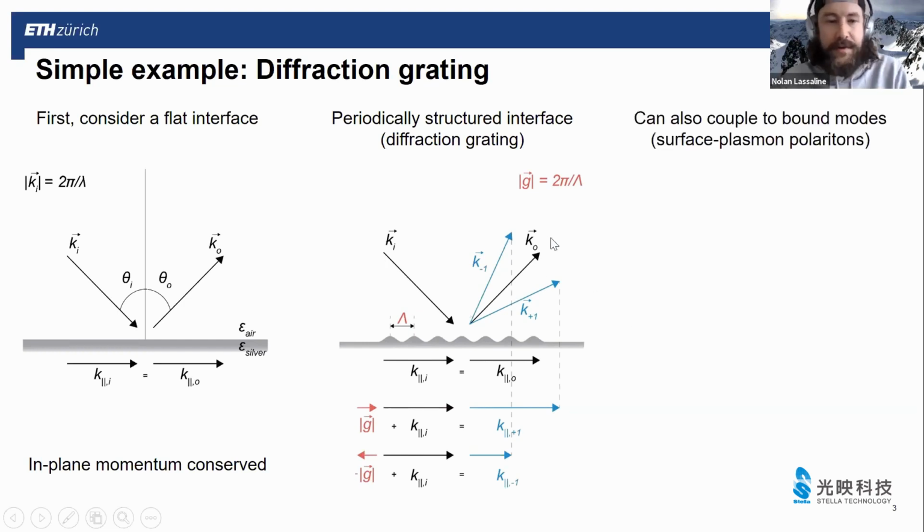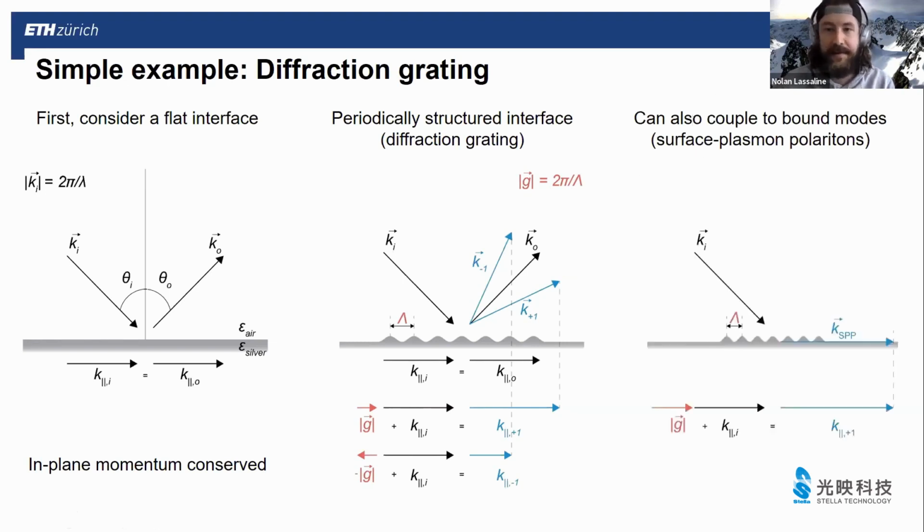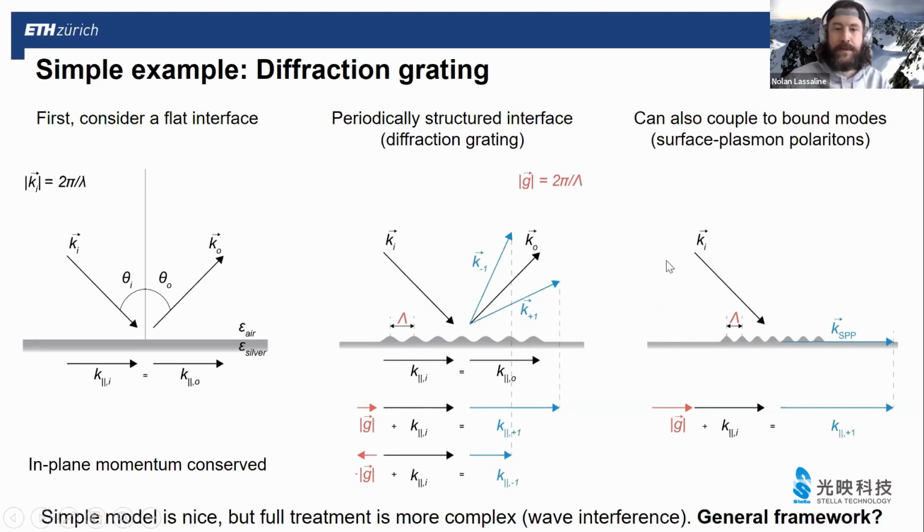But another thing diffraction gratings can do, which is especially important in modern times, is couple input light to bound electromagnetic modes. And this is, of course, important in many integrated photonic devices. So, for example, if we choose surface plasmon polaritons and we design our grating correctly, we can couple this input light to this bound mode, which will then propagate away along the surface. And of course, this very simple model here is nice to develop our basic understanding of how these components function.